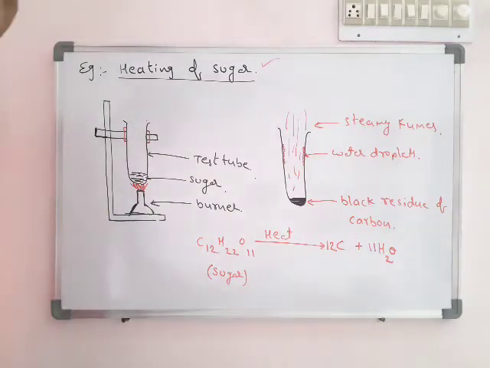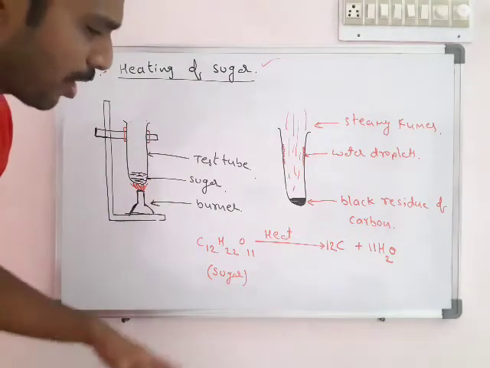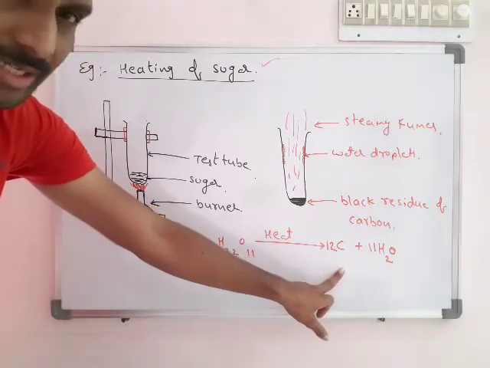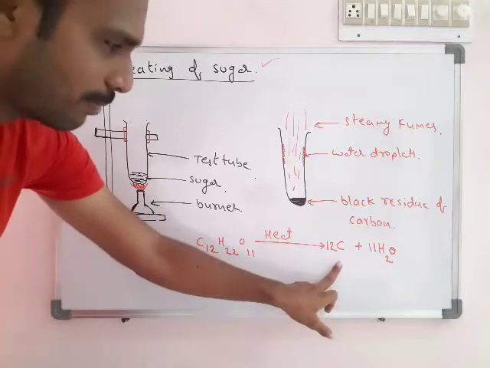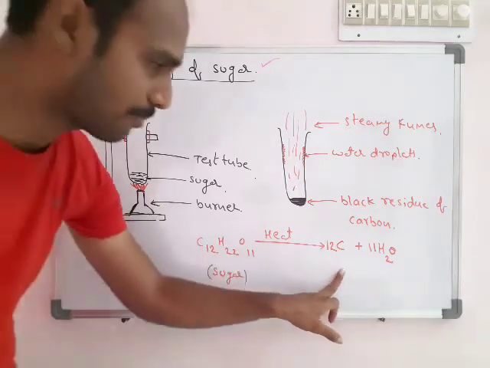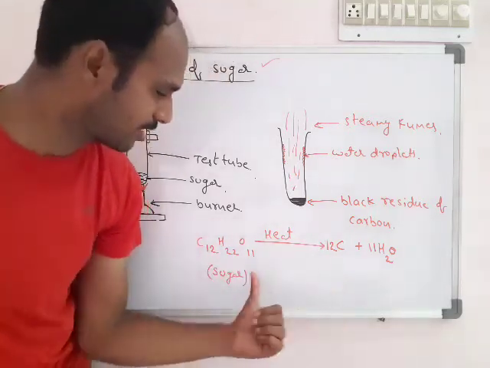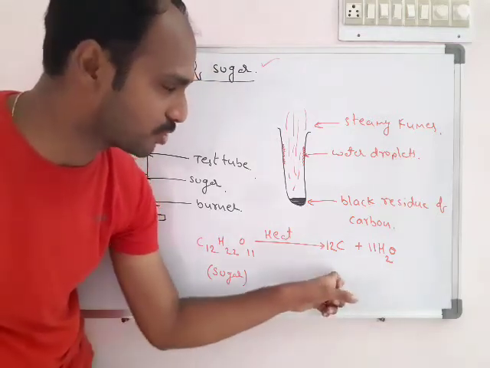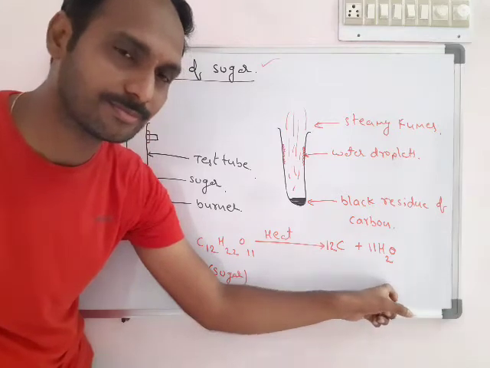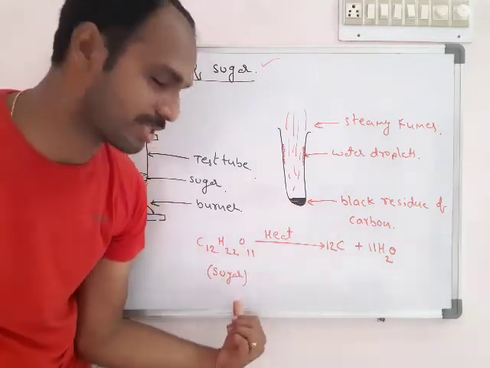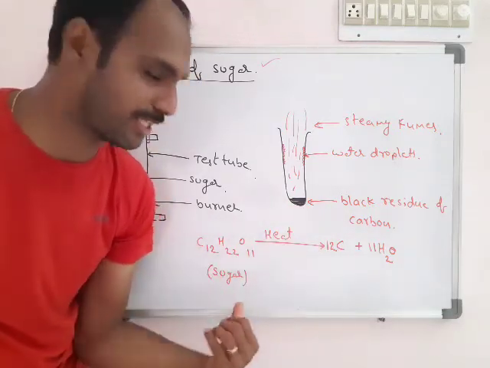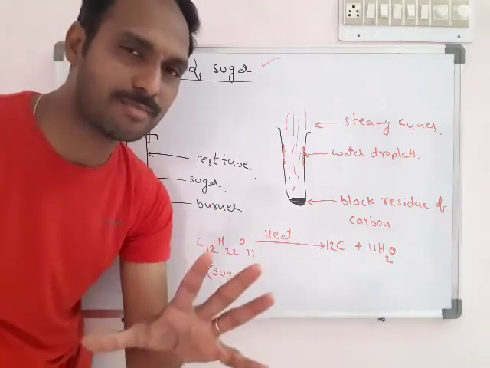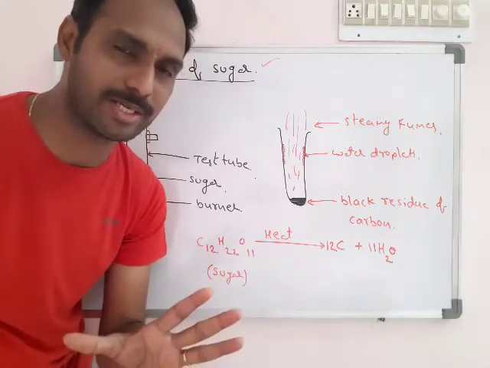Here it is also important that the mass of sucrose and the mass of this carbon are totally different. The mass of this carbon is less than the mass of sugar. But if you add the total mass of this carbon and water, the mass is exactly equal to the mass of sucrose. For example, say we take 100 grams of sugar and start the experiment.